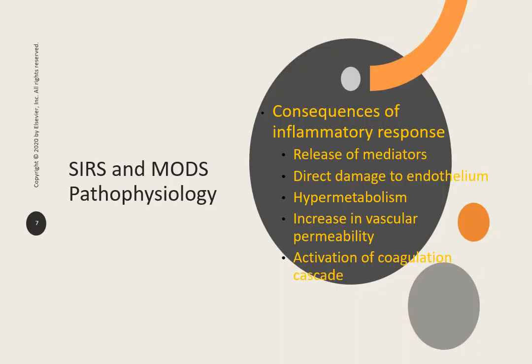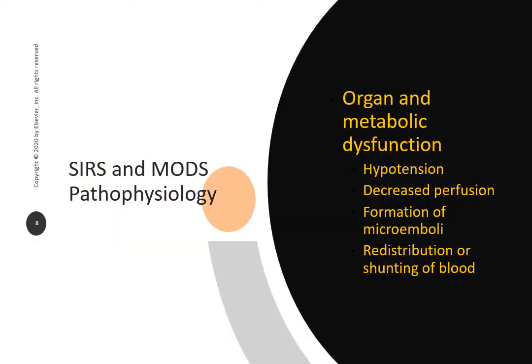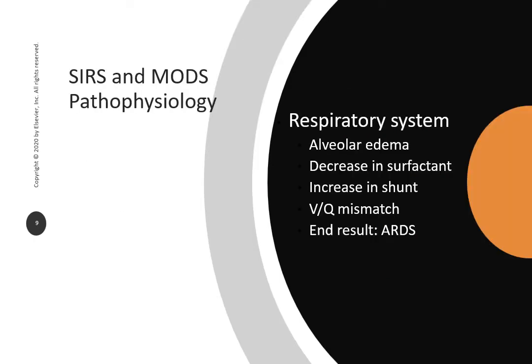When the inflammatory response is activated, consequences include the release of mediators, direct damage to the endothelium, and hypermetabolism. This allows the mediators and protein to leak out into the endothelium and into the interstitial space. White blood cells begin to digest the foreign debris, and the coagulation cascade is activated. Hypotension, decreased perfusion, microemboli, and redistribution or shunted blood flow eventually compromise organ perfusion.